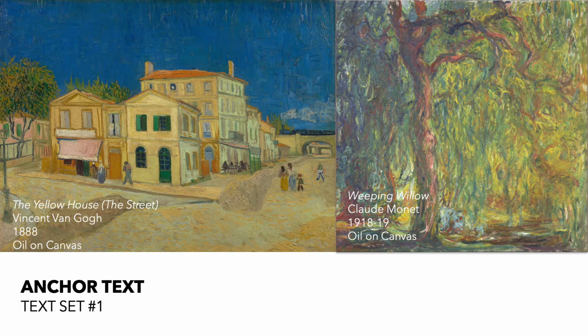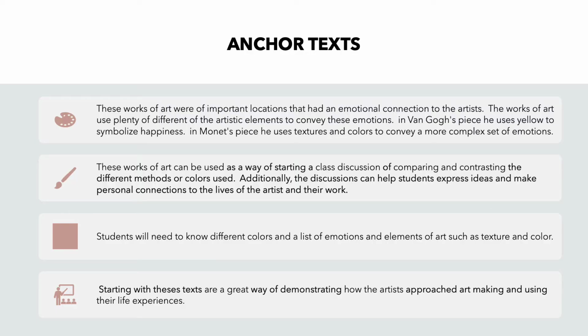The first set of texts, which will be our anchor text, will be Van Gogh's The Yellow House and Claude Monet's Weeping Willow. These works of art were of important locations that had an emotional connection to the artists themselves. They used plenty of the artistic elements to convey these different emotions. In Van Gogh's piece, he uses the yellow to symbolize happiness, while Monet uses textures and colors to convey a more complex set of emotions.